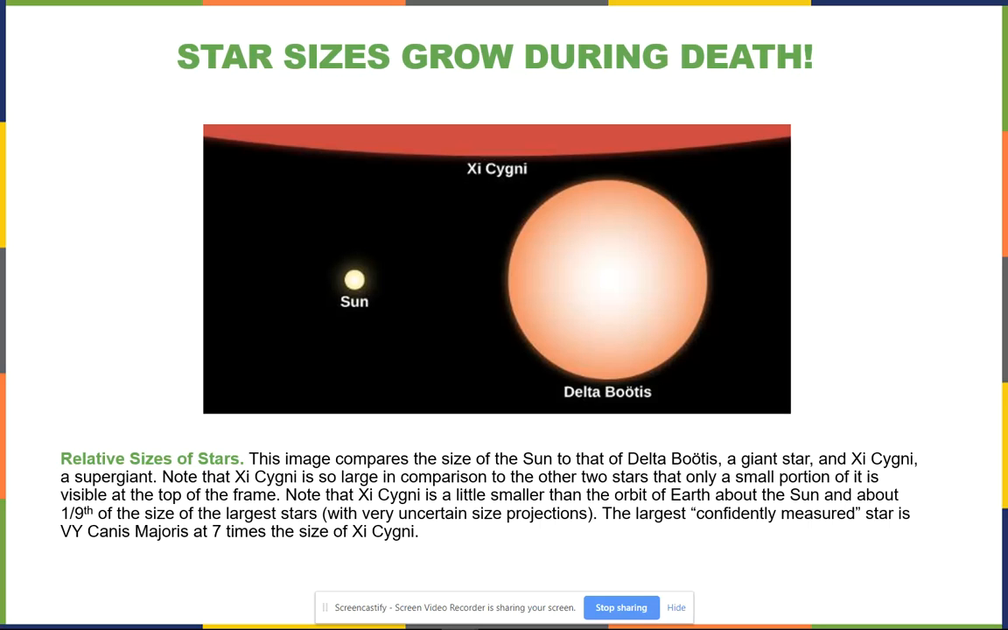CY Canis Majoris is like number 7 on the Wikipedia list. But the thing is, all the ones above are very tenuously labeled for their size. So it's the largest one that scientists are really convinced has that size. And it's about 7 times the size of that Chi Cygni. Huge. It's just a little bit smaller than the orbit of Saturn. The largest star, Jupiter, would be well inside it.